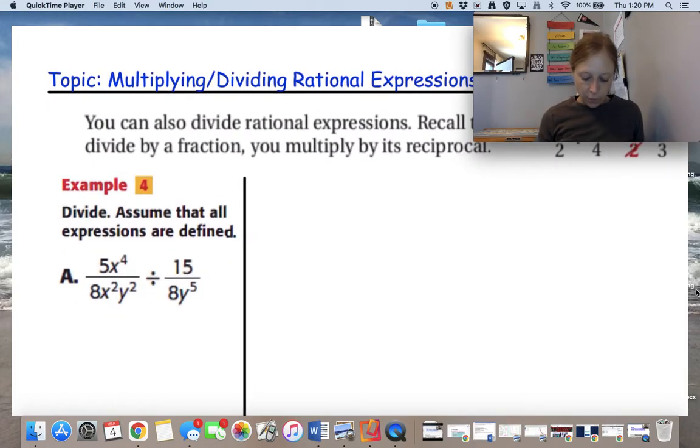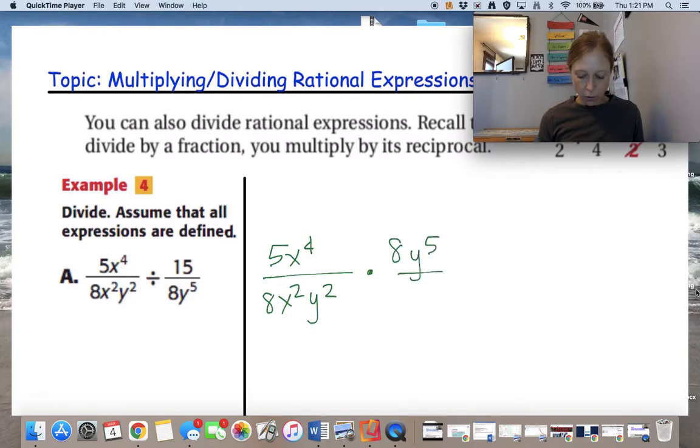Okay, so the first one I keep the same. I keep the 5x to the fourth over 8x squared y squared. And I'm going to multiply by the reciprocal, so I'm going to flip that: 8y to the fifth over 15. And now I'm going to cancel out some common factors. I see that 5 and 15 have a common factor of 5, so I'll have 3 left down here.